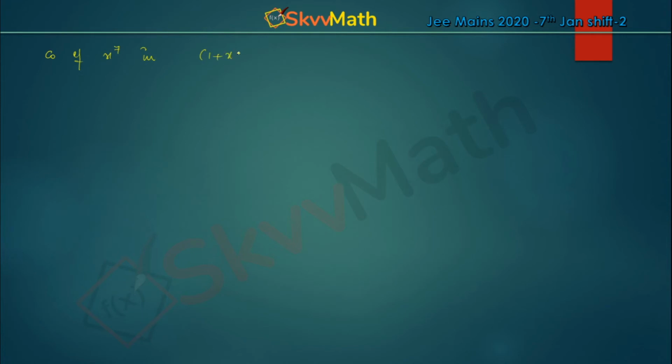(1+x)^10 + x(1+x)^9 + x²(1+x)^8 + and so on, up to x^10. In this expansion, you want the coefficient of x^7. Can you see here? (1+x)^10, then we have (1+x)^9, then we have (1+x)^8, and so on.